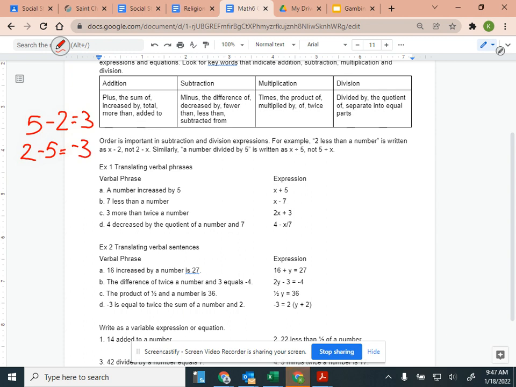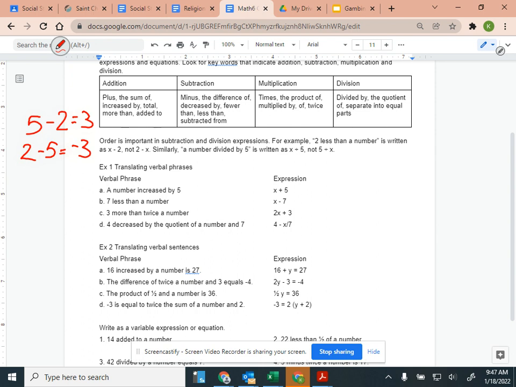Is 3 and negative 3 the same number? No, it's very different. So we need to make certain that we're writing out our subtraction and division the correct way, because we don't want to end up with a negative number when it's supposed to be positive. So it very much does matter. X minus 2 is not the same as 2 minus x.